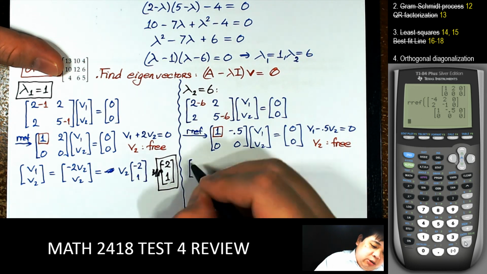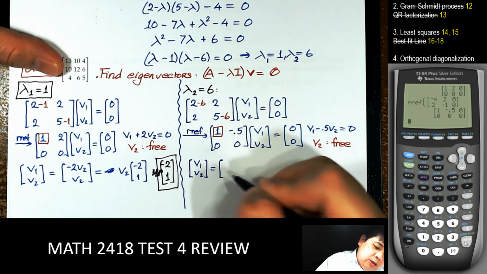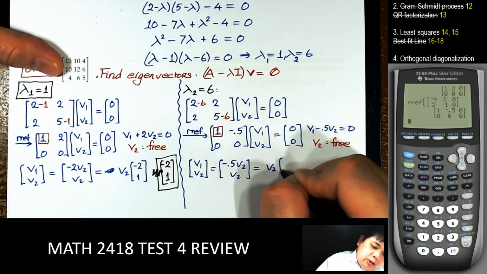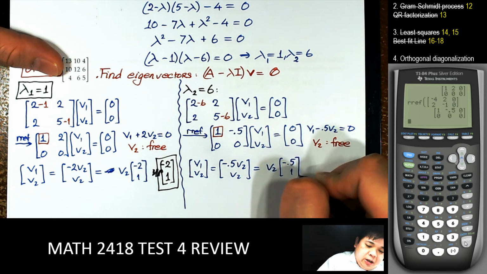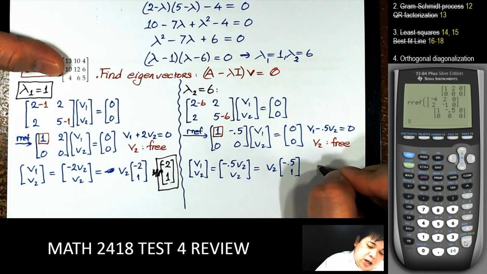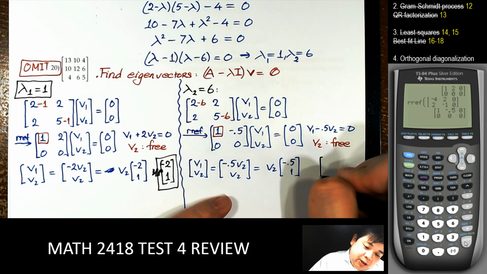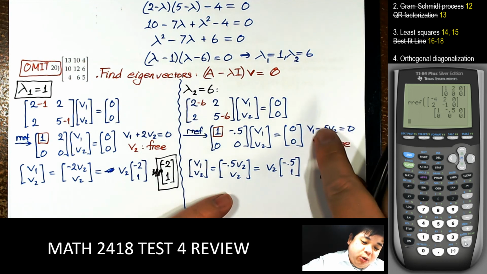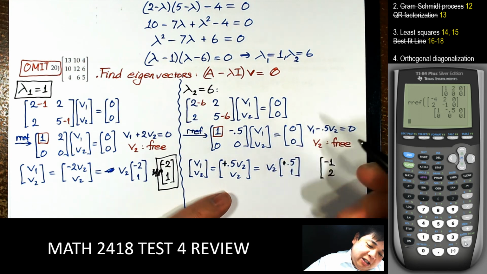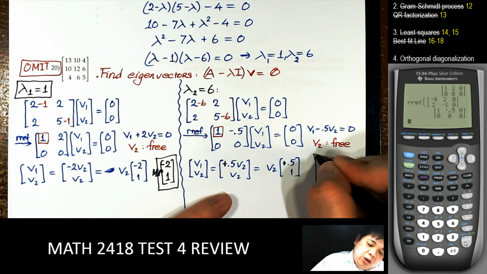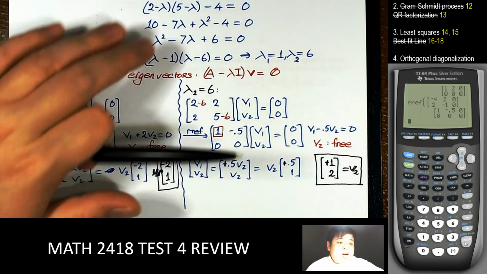So the solution V1, V2 is 0.5 V2, V2, which is V2 times 0.5 and 1. So in that case, we can choose the vector to be 0.5 and 1. But let's just multiply that by 2. So our vector is going to be 1 and 2. I don't know why I have the negative. If we move that to the other side, it should be positive. Sorry. That is the eigenvector V2.